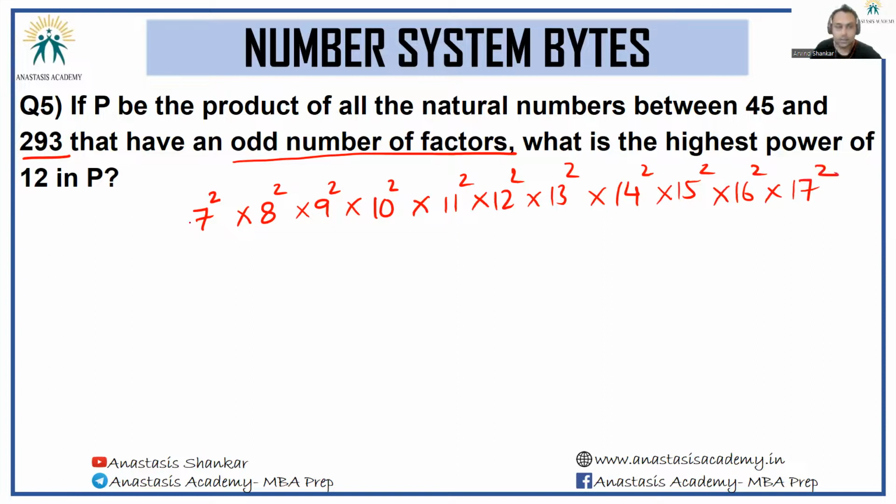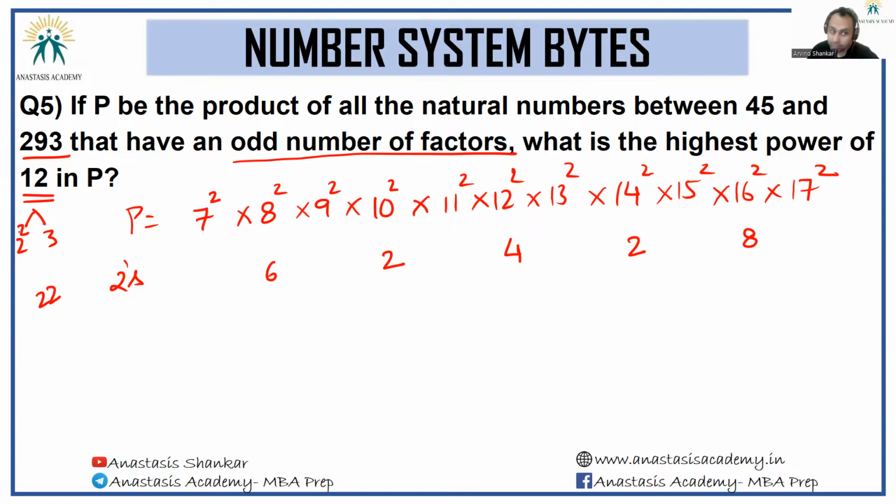This is P. Now I want the highest power of 12 in P. 12 is composed of 2 square and 3. So I have to count how many 2's I will get at every place. Here I will get 6 2's. Here I will get 2 2's. Here I will get 4 2's. Here I will get 2 2's. And here I will get 8 2's. So how many 2's? 10 plus 10 plus 2. So I have 22 2's available.